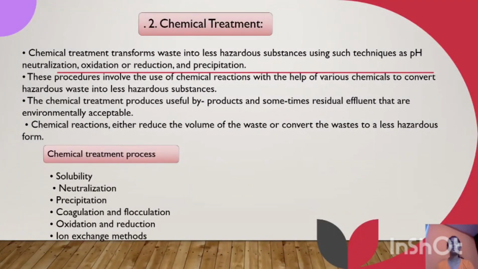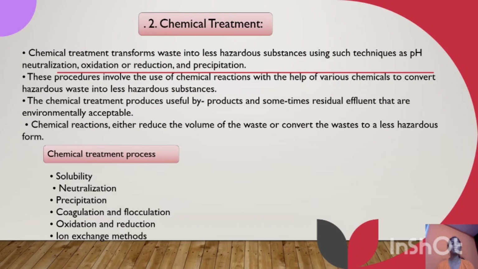Let's come to chemical treatment. Chemical treatment transforms waste into less hazardous substances using such techniques as pH neutralization, oxidation or reduction, and precipitation. The chemical treatment produces useful byproducts and sometimes residual effluents that are environmentally acceptable. Chemical reactions either reduce the volume of waste or convert the waste to a less hazardous form.